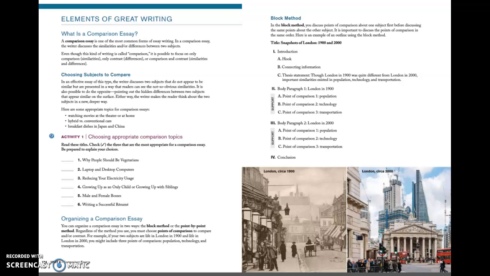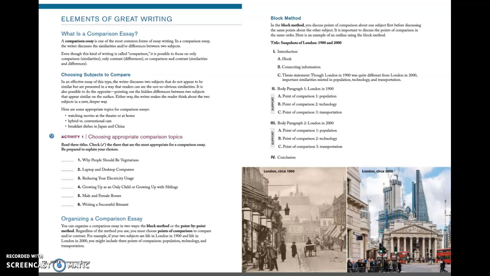Okay, so for example, we could look at comparing watching movies at a theater or watching movies at home, hybrid versus conventional cars, breakfast dishes in Japan and China. Those are all things that we can compare. Now, look at all of the topics in Activity 1. Stop the video and read these 6 possible topics and put a check mark in front of the topics that seem like they would be good for a comparison essay. So turn your video off now and read.